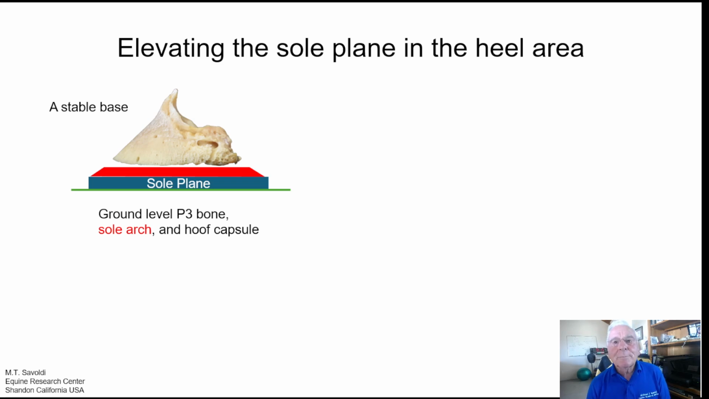All right, now this cartoon picture that you see here with a P3 bone is what I find in horses that have feet that are functioning very well. And that is a P3 bone, the sole arch, and the hoof capsule are horizontally planed or ground level. It's critical that the P3 bone be at ground level, because pathology can be based on the plane of the P3 bone.